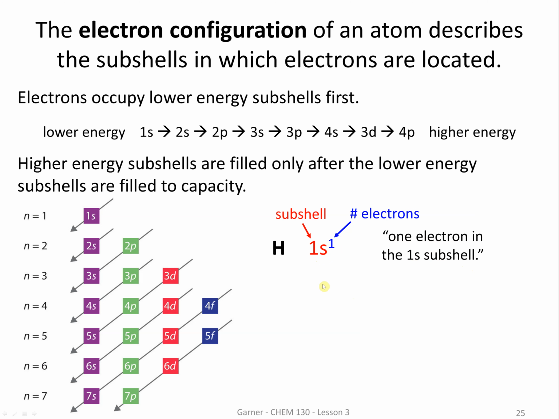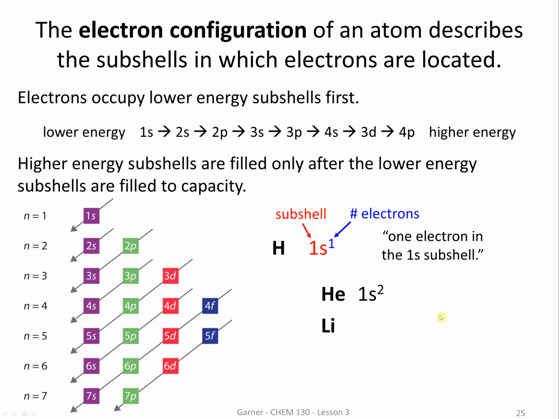If you wanted to write electron configurations for other elements, we would just continue to add electrons. So for example, for helium, helium has 2 electrons, so we would put that second electron also in that lowest energy 1s subshell. So for helium, its electron configuration would be 1s2, indicating that there are 2 electrons in the 1s subshell. We could keep going.